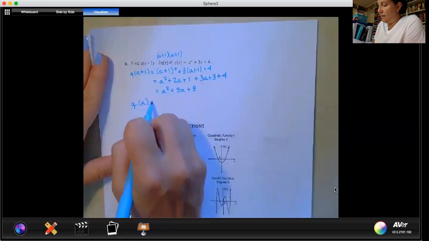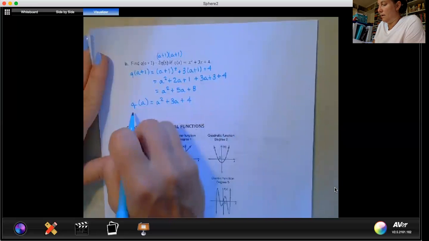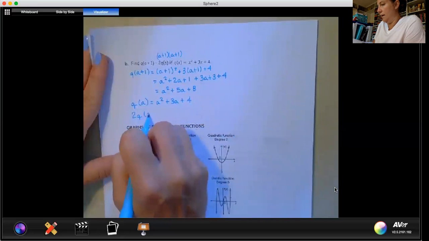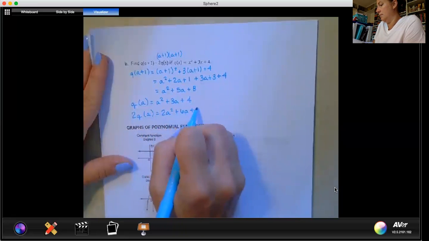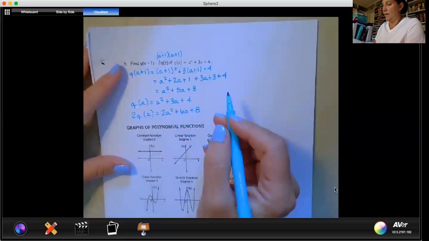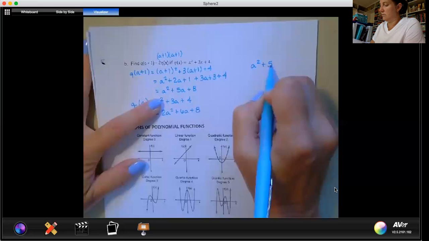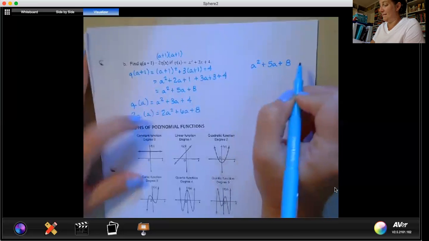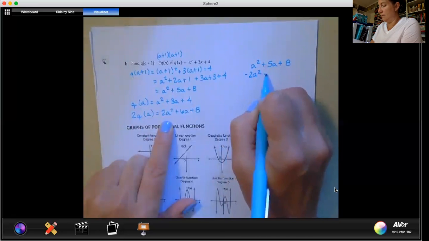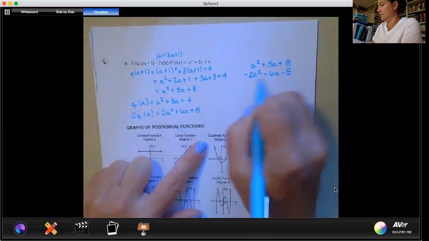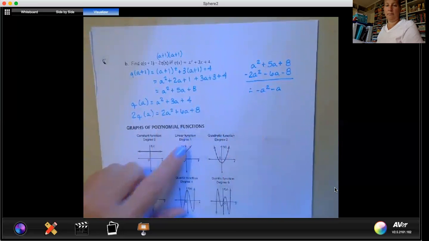Q of a is just a squared plus 3a plus 4, and 2 times q of a is 2a squared plus 6a plus 8. So q of a plus 1 minus 2 times q of a, so minus 2a squared minus 6a minus 8, is negative a squared minus a.